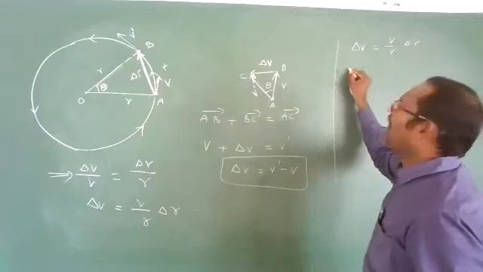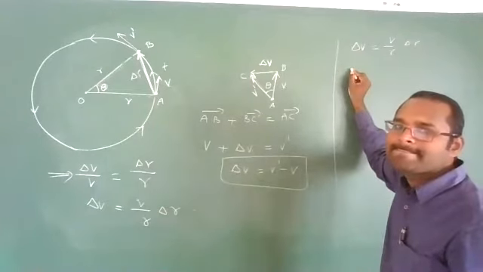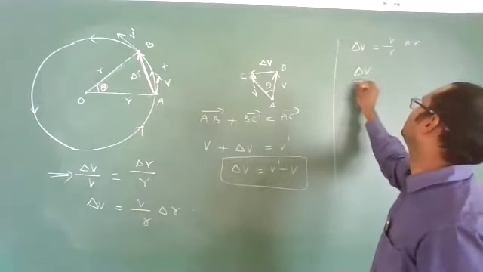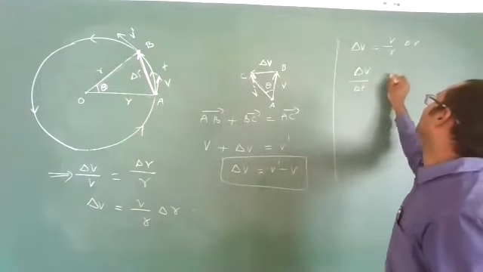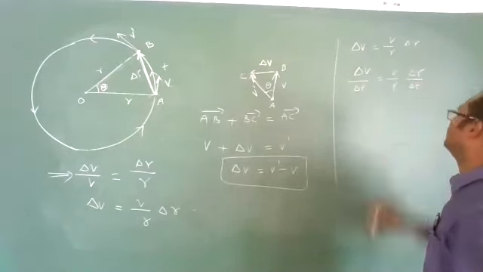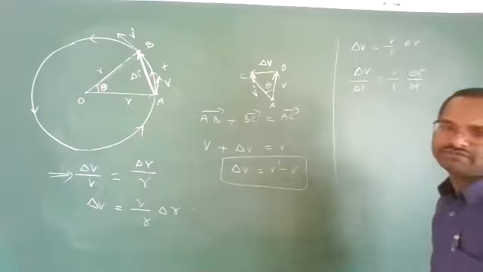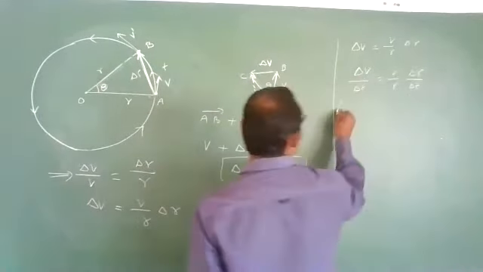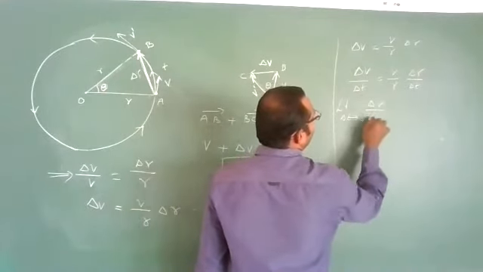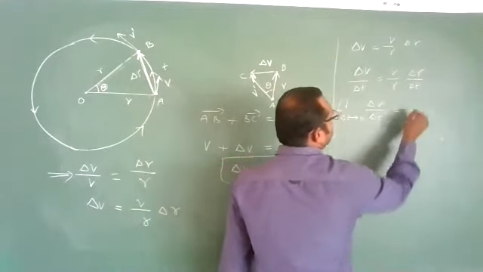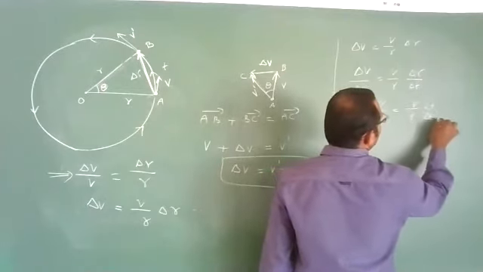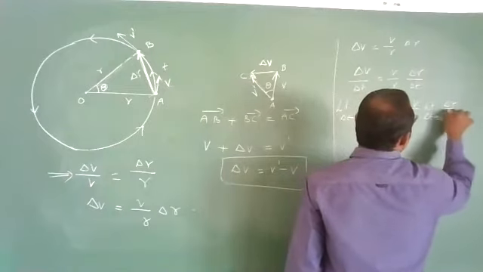Now let us divide this by delta T: delta V by delta T equals V by R into delta R by delta T. Yes, we have to divide both sides. Now apply the limit delta T tends to 0. Delta V by delta T can be written as V by R into the limit delta T tends to 0 of delta R by delta T.